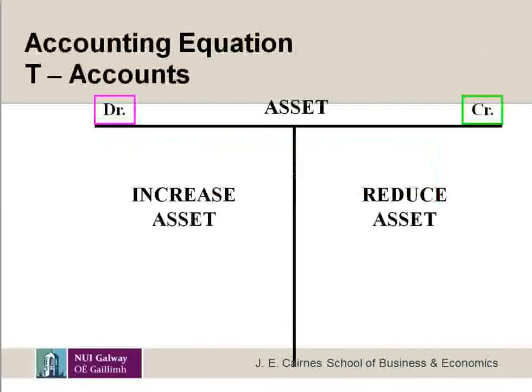And if we just look at these individual accounts, with regard to our assets, we can see that an increase in an asset will be a debit, while a decrease in an asset will be a credit. So for instance, if I bought a motor vehicle for my business, then I will debit my asset account. Or if I sold a motor vehicle, then I would be crediting my asset account.